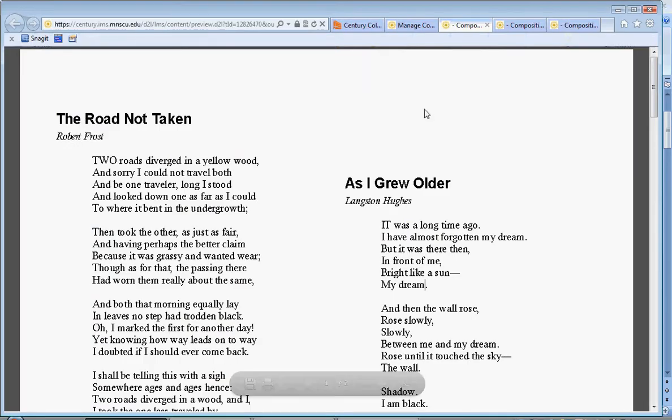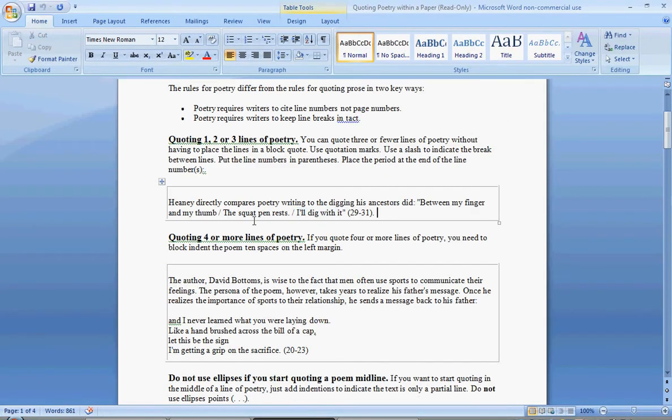So for example, if you were doing Langston Hughes here, and say you were going to quote these 3 lines in your paper, you put in, but it was there then in front of me, bright like a sun. When you quote that in your paper, you'd put a hash mark at the end of then, you'd put a hash mark at the end of me, and you'd put a hash mark at the end of sun. So again, that's what these little hash marks mean.